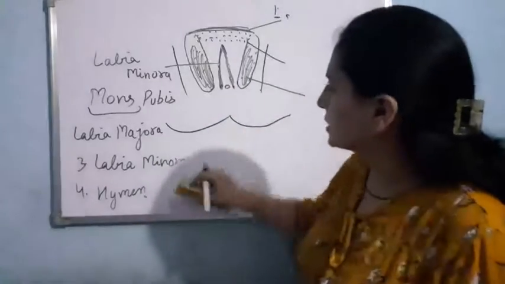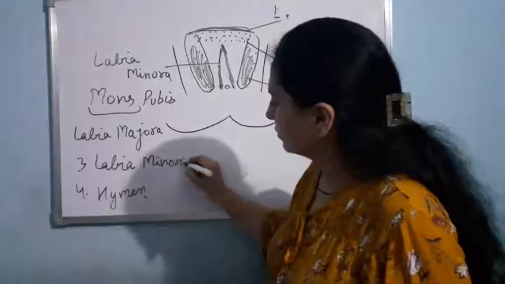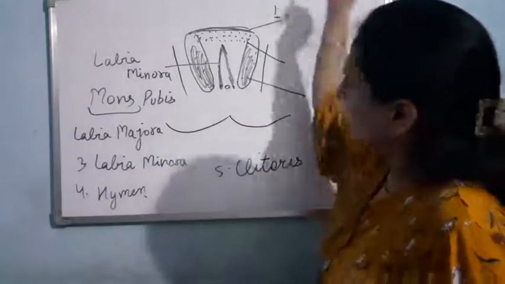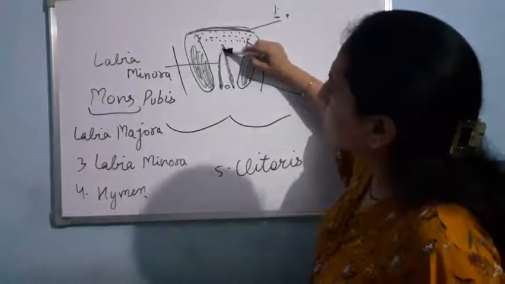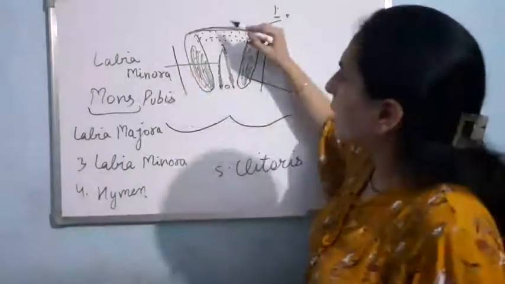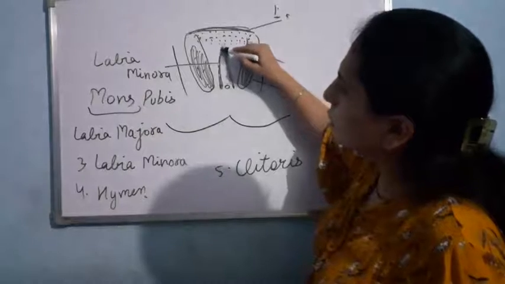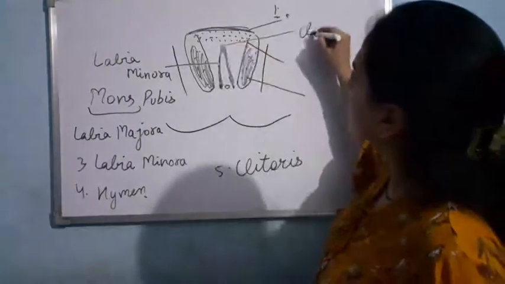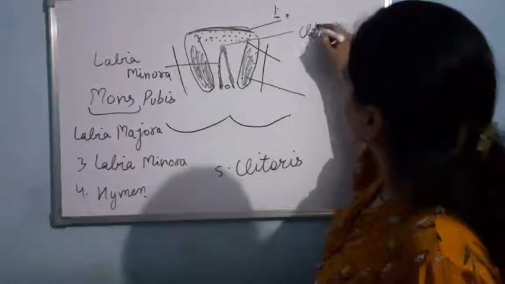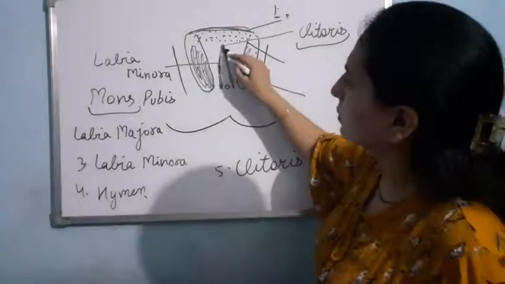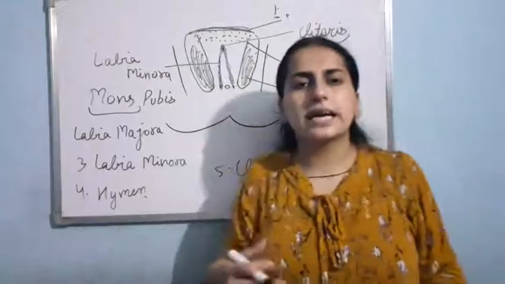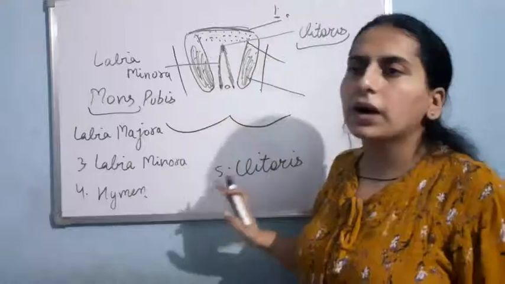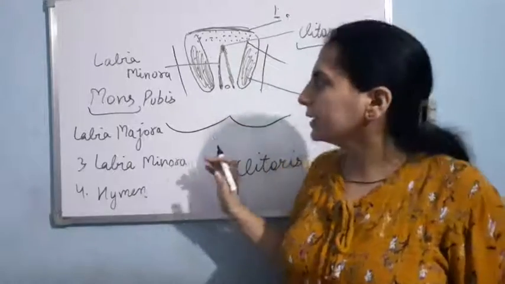Now next is clitoris. At the junction of these two, these are labia minora. At the junction of the labia minora here, a finger-like structure is present that is known as clitoris. Here. This gets excited during the time of sexual intercourse. So these are the different parts of the female external genitalia.